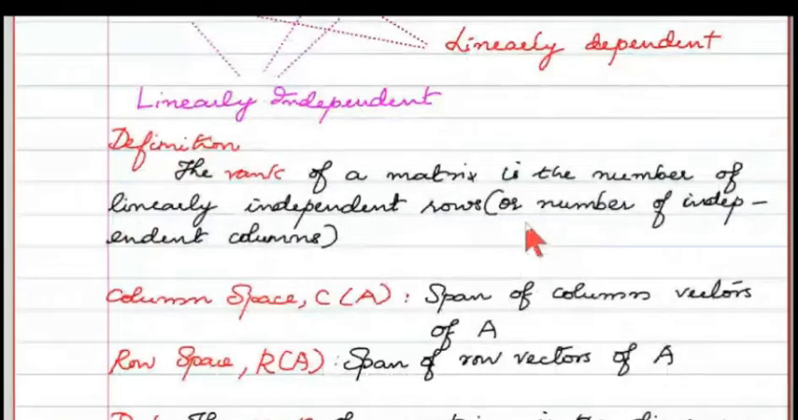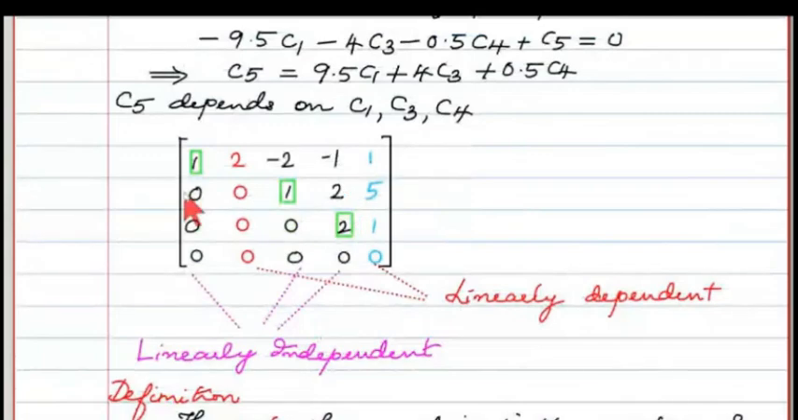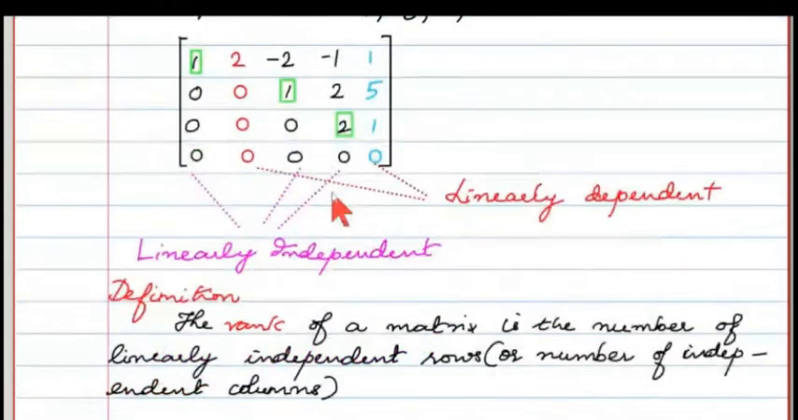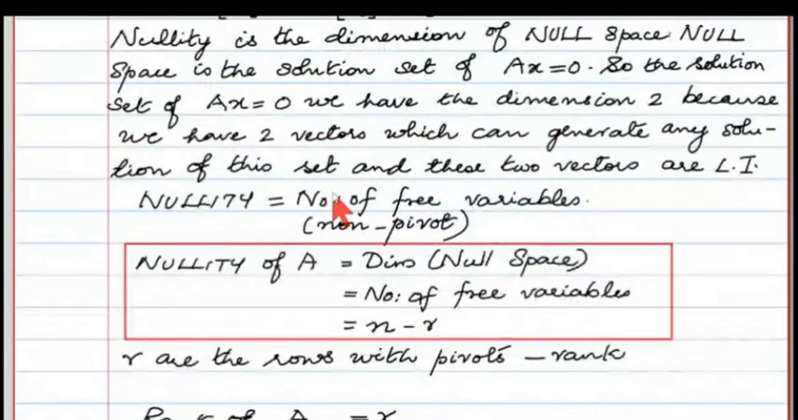Which are the free variables? Non-pivot elements. So these are the pivot elements, and these are non-pivot elements. The other three columns contain pivot elements. So the red column and the blue column contain free variables. So the number of free variables equals 2, therefore nullity equals 2.